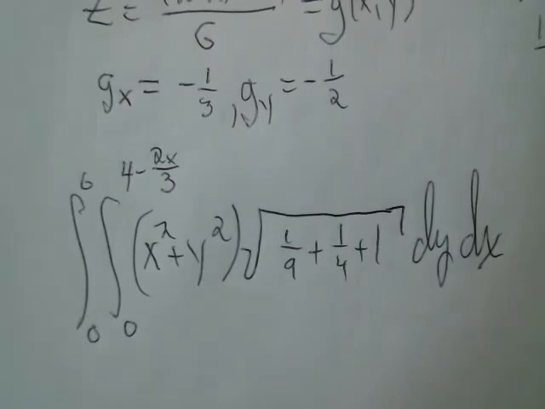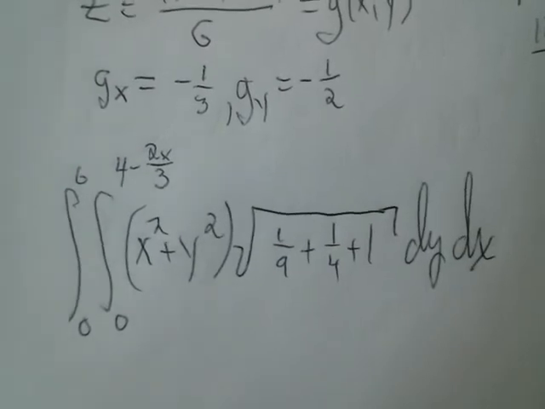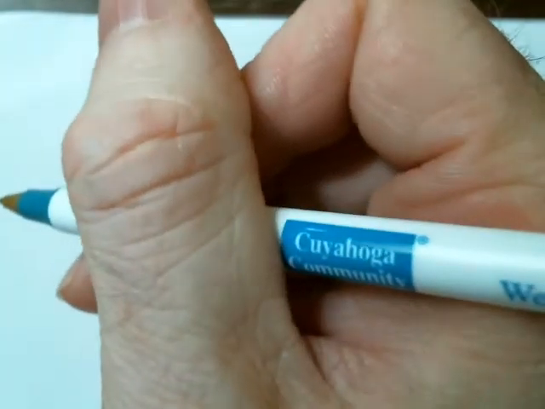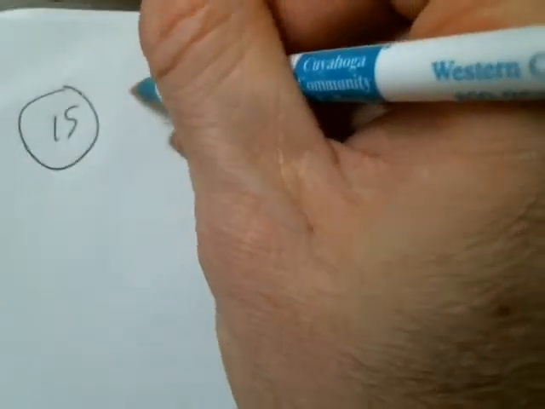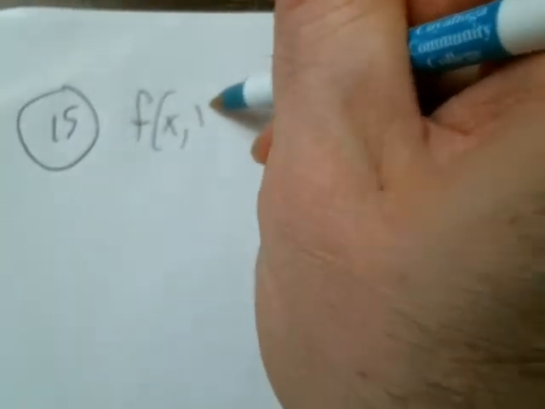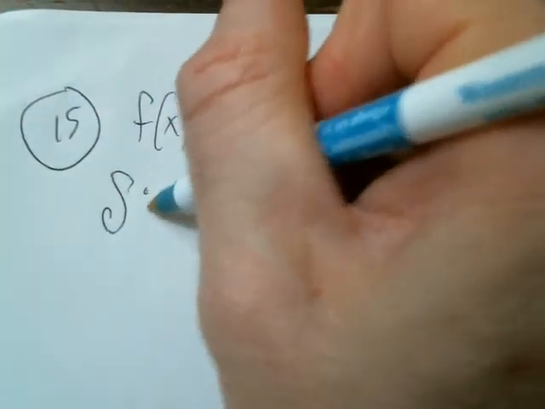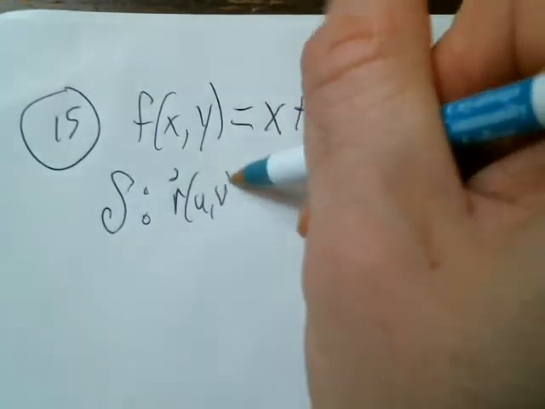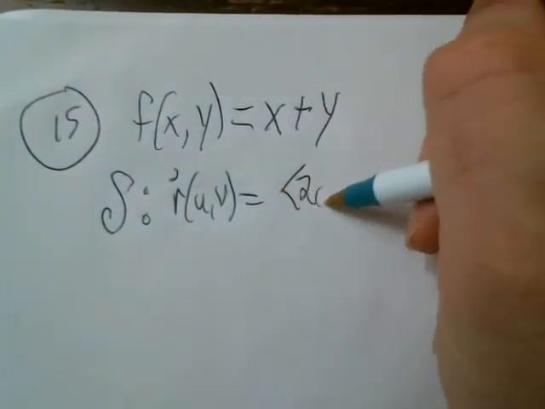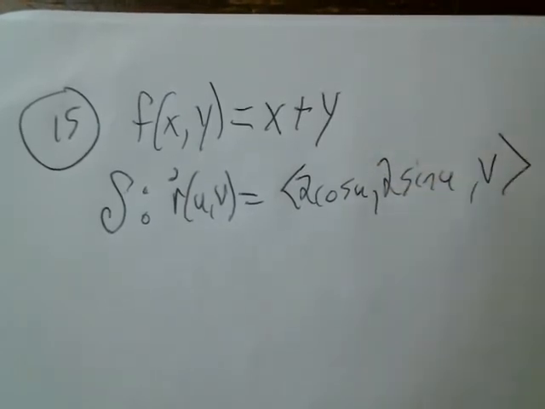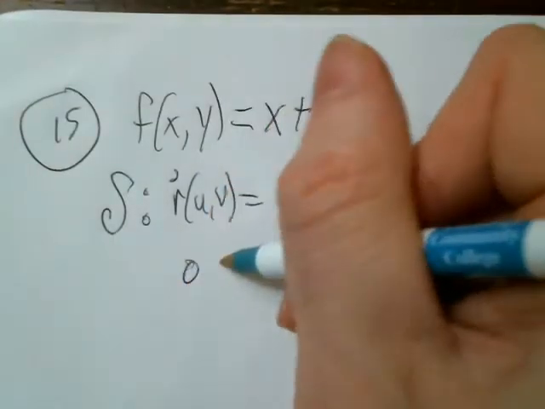Okay, let's look at one where the surface is given in terms of u's and v's. So this will be number 15. All right. This time, the function, I don't know what it represents. It's just a purely math type thing. And then our surface is given in terms of u's and v's. So that's going to be 2 cosine u, comma 2 sine u, comma v. They also give you restrictions on u's and v's.